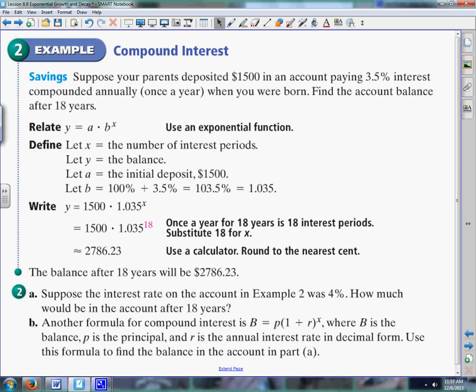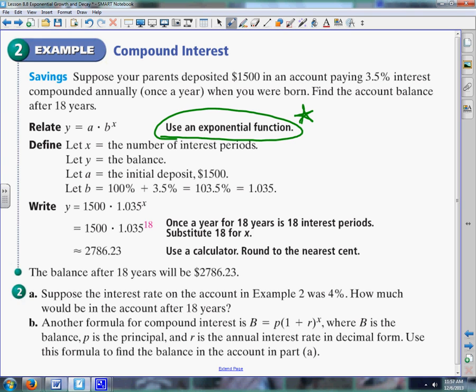Suppose your parents deposited $1,500 in an account paying 3.5% interest, compound annually once a year when you were born. Find the balance after 18 years. So you're going to use an exponential function to compound interest. So if you ever want to work in a bank or any of this, you'll be using these functions daily.